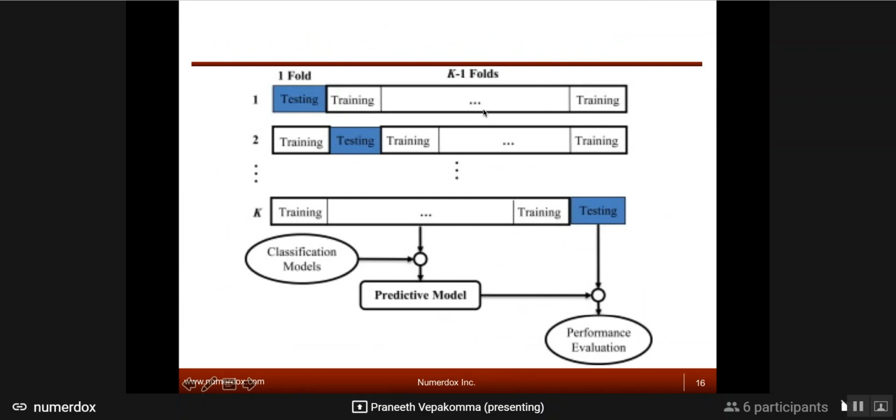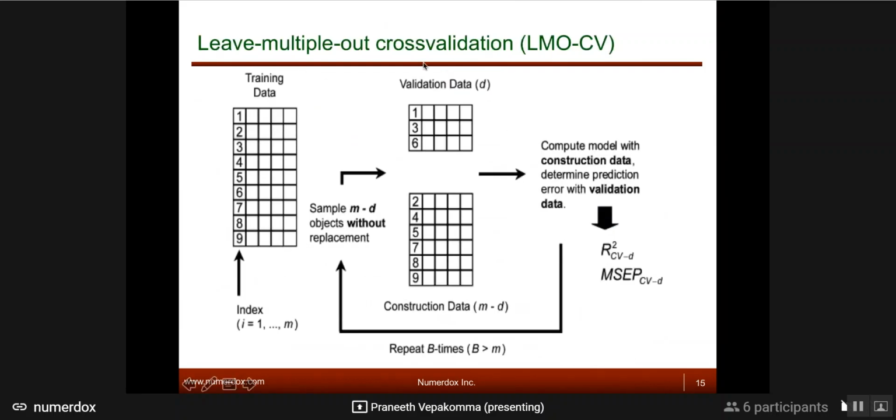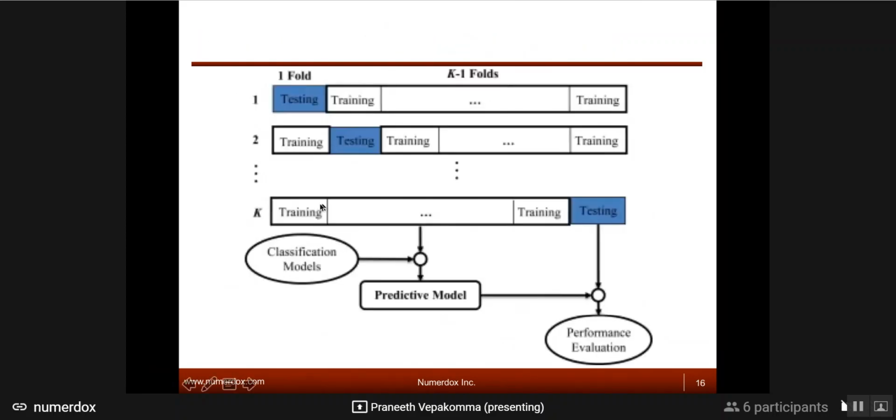But what is even more popular, that is not in this slide, it's in the next slide, is another kind of cross-validation. This is what we would do day to day. It's known as KFold cross-validation.